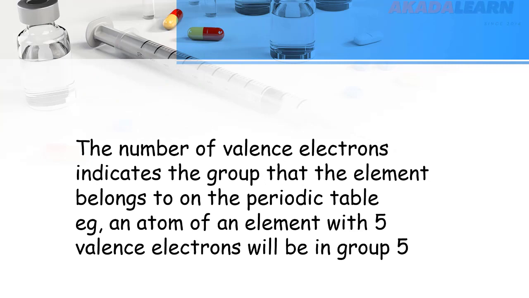Also, the number of valence electrons indicates the group that the element belongs to on the periodic table. For example, an atom of an element with 5 valence electrons will be in group 5. The one with 2 will be in group 2, etc.